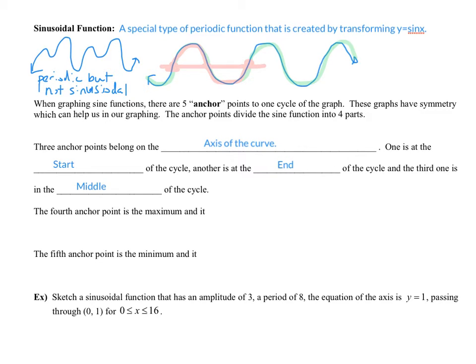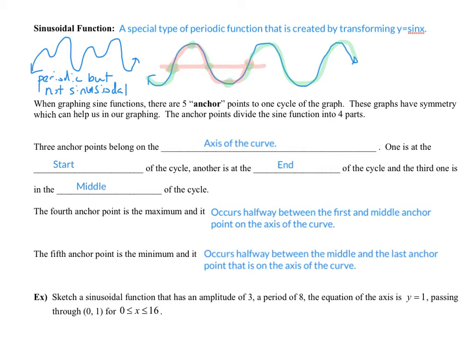So when I graph my sine curve, I always start on the axis of the curve. I look at what my period is. I put a point on the axis of the curve at the end of the period, and then halfway in between those two spots will be the middle of the cycle, and I'll be back on my axis of the curve. The 4th anchor point that I draw from there is the maximum, and it occurs halfway between the 1st and the middle anchor point that was on the axis of the curve. And then the 5th anchor point will be the minimum point, which happens between the middle and the last anchor on the axis of the curve.